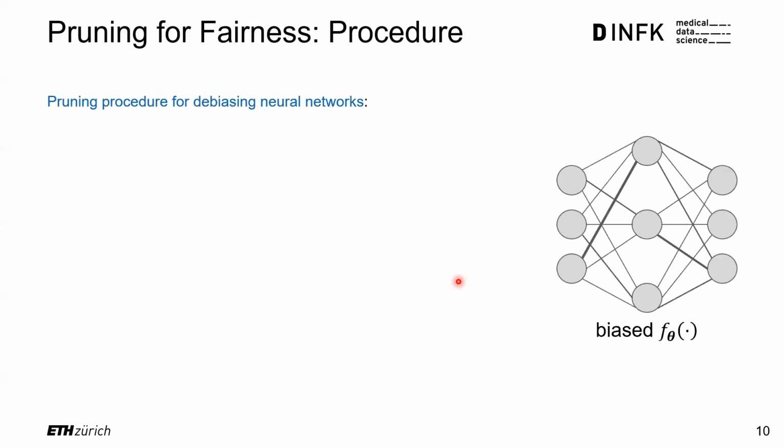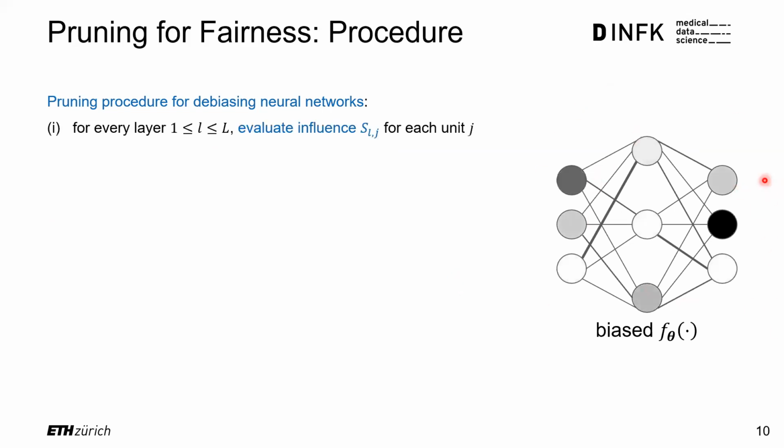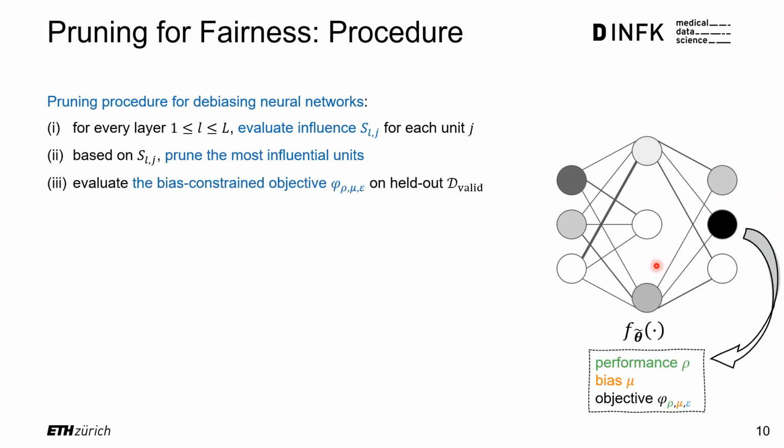Using this statistic, we can then decide which units to prune within the network. And here's the outline of the procedure for the pruning algorithm. We start out with our biased classifier f theta, and then for every layer l, for every unit in that layer, we evaluate the influence of the unit with respect to the bias. Eventually, based on this influence statistic, we decide which units to prune. In this case, for the sake of example, we prune units one by one.